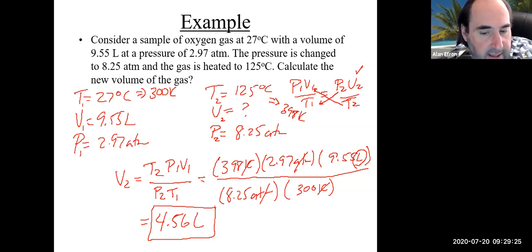Any questions on that one? I'd say this one's probably the one that gives people the hardest time in terms of the rearranging part of it. You might want to take some time to make sure you know how to properly rearrange these. Any questions on any of that?